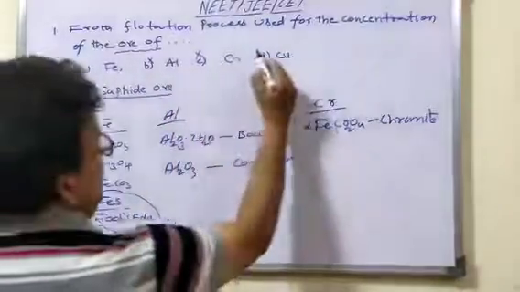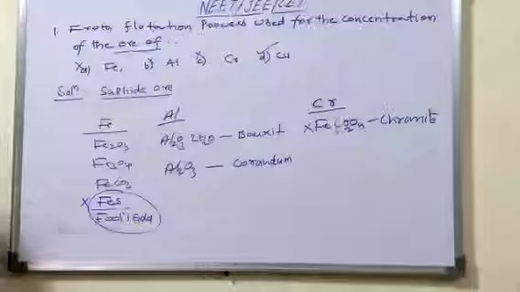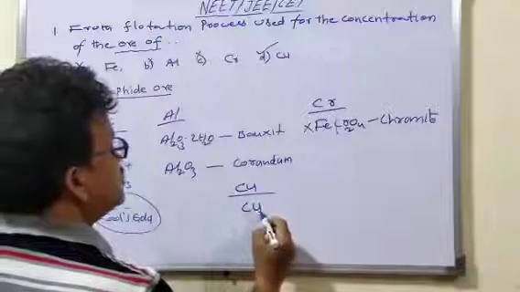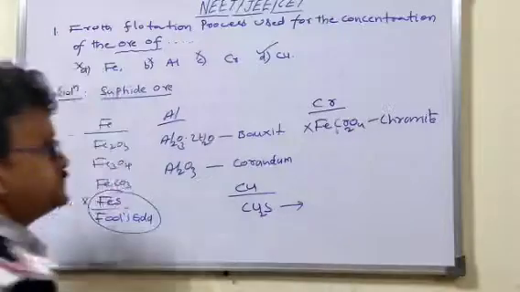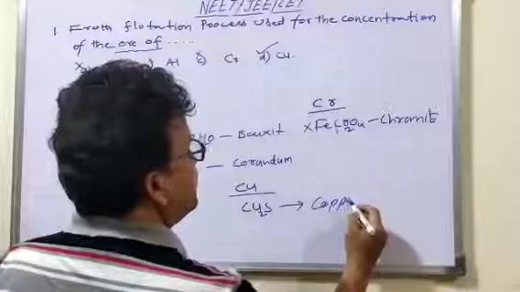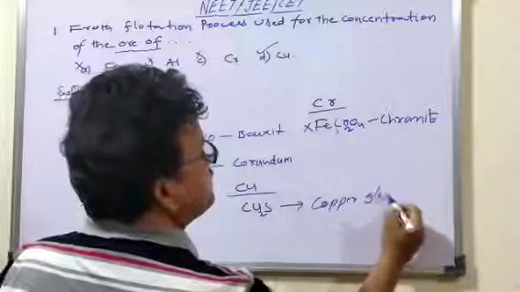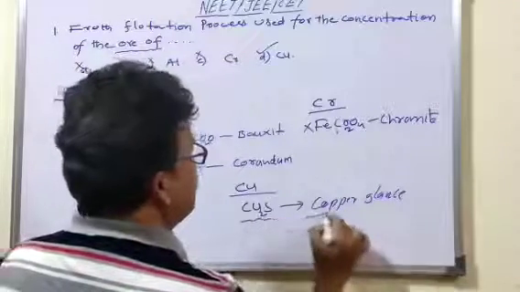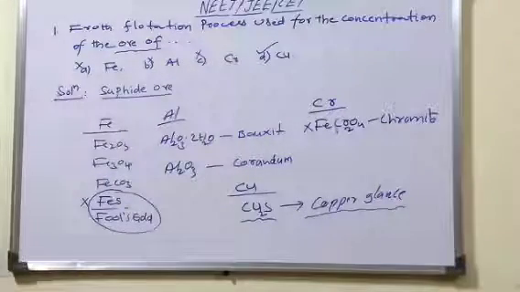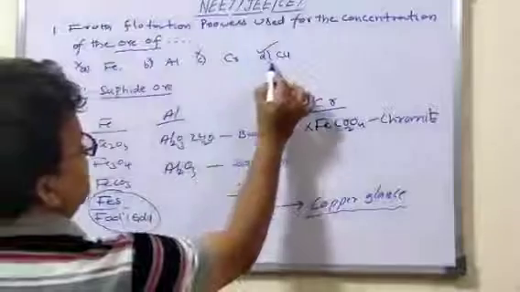And the remaining option is copper. Copper has Cu2S, copper glance. So copper glance is the ore of copper. That's why the answer is Cu.